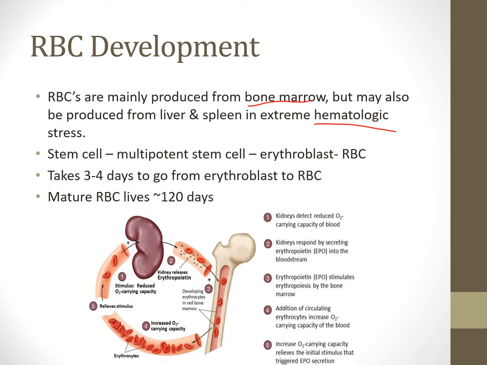And you remember talking about this in A&P, I'm sure. It goes from being a stem cell to a multipotent stem cell to erythroblast to a full-blown red blood cell. So that's sort of that life cycle. It can take about 3 to 4 days to go from erythroblast to that red blood cell. Once the red blood cells mature, they live roughly around 120 days. So let's look at this picture here. This is one way your kidneys can actually help you if your oxygen levels are low in your body.